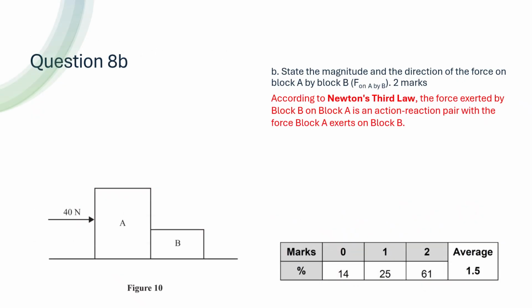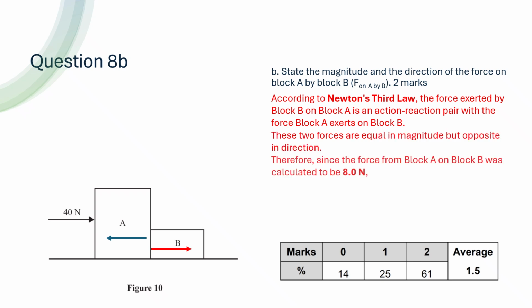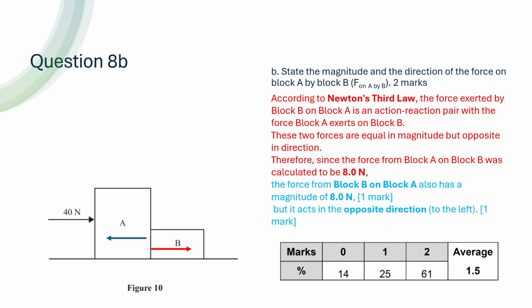According to Newton's third law, the force exerted by block B on block A is an action-reaction pair with the force block A exerts on block B. These two forces are equal in magnitude, but opposite in direction. Therefore, since the force from block A on block B was calculated to be 8.0 N, the force from block B on block A also has a magnitude of 8.0 N, but it acts in the opposite direction, to the left.